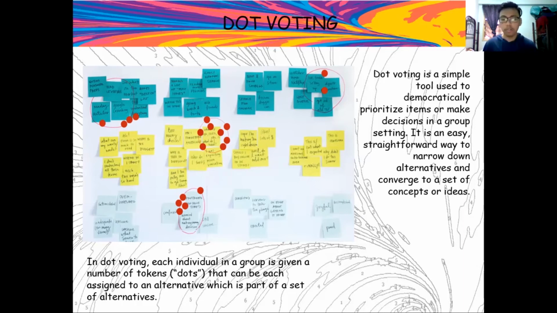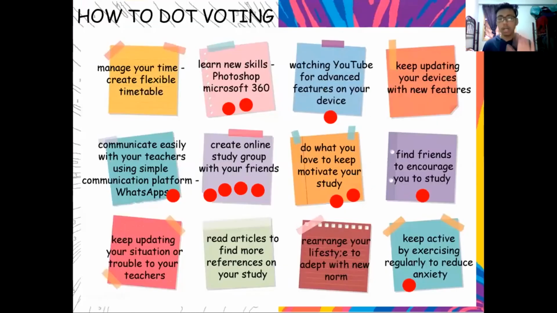In the voting, each individual in a group is given a number of tokens or dots that can each be assigned to an alternative, which is part of a set of alternatives. So here is our group example. So how to do dot voting?